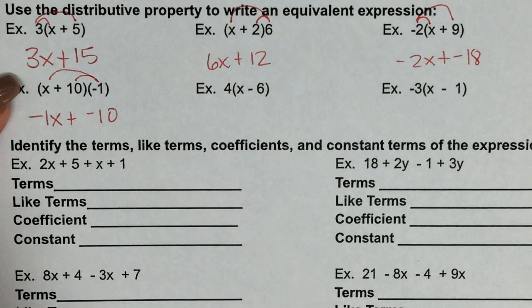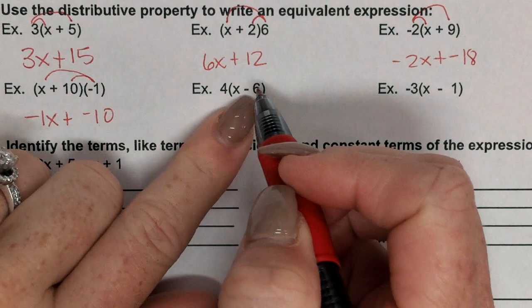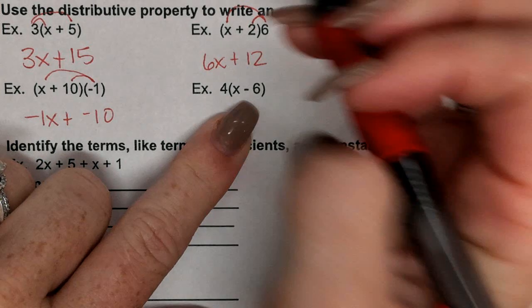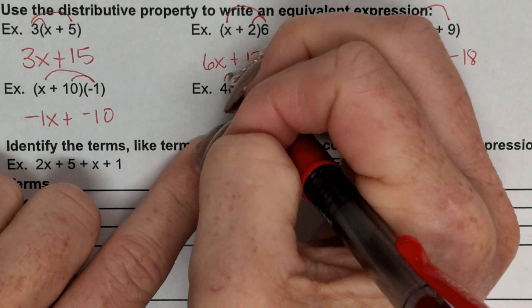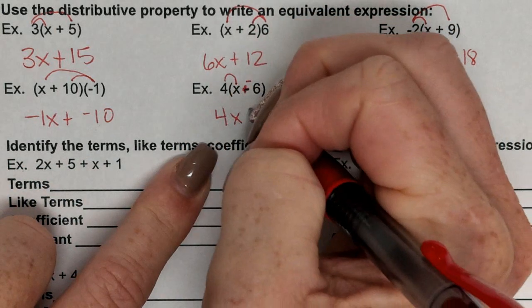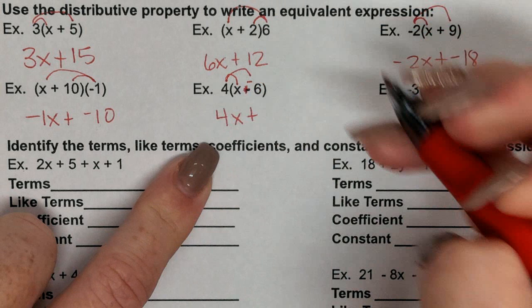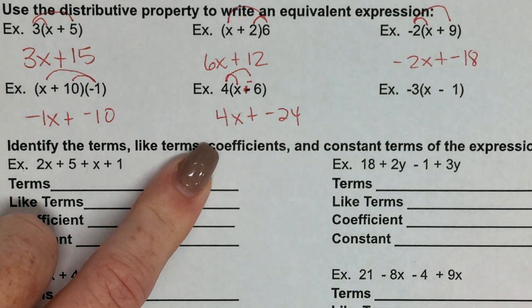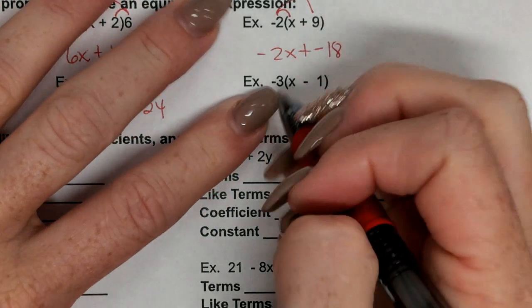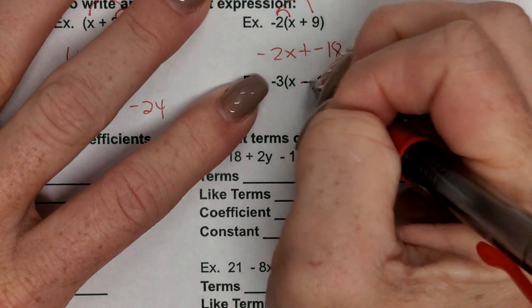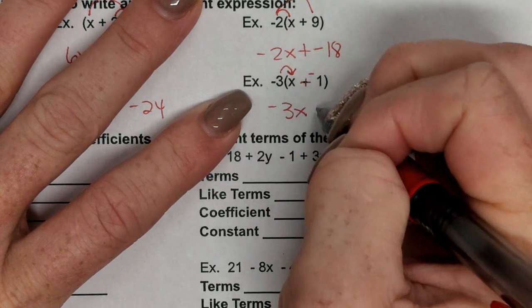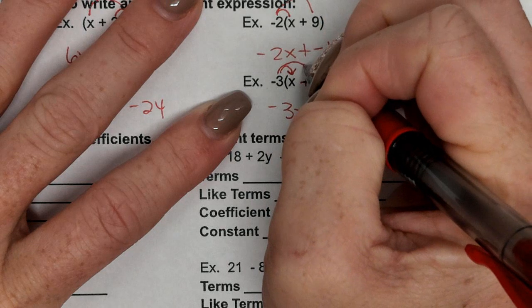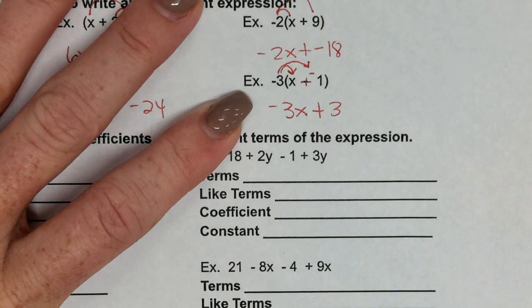Yes? What should I have done on this one before I started so that I don't mess up? Change. 4 times x is 4x, plus 4 times negative 6 is negative 24. Okay, what should I have done over here? Change. Negative 3 times x is negative 3x, plus negative 3 times negative 1 is positive 3.